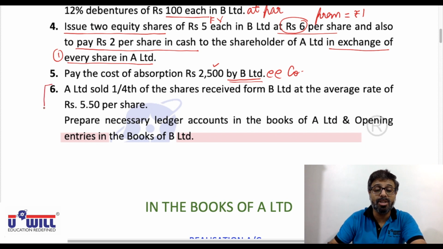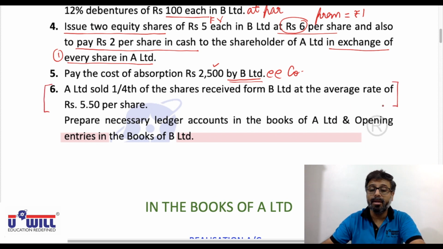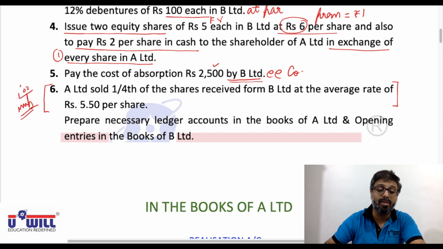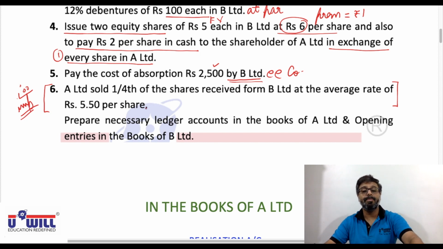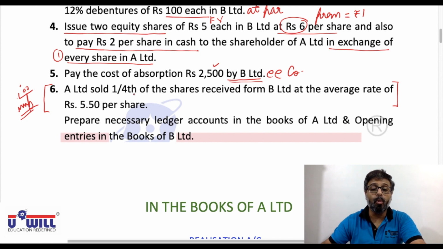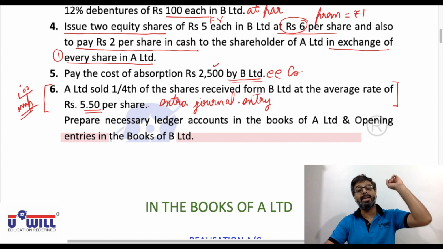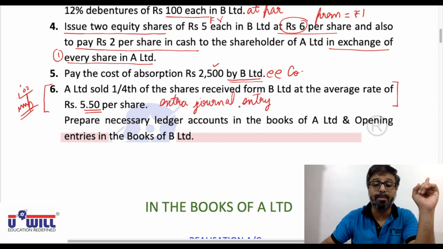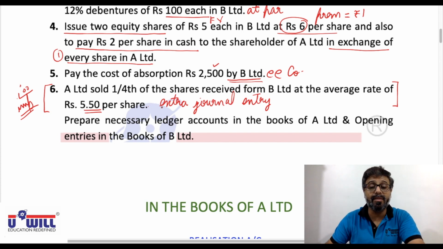Now this is a new adjustment. Mark it important. And that's the reason I'm doing this question. If this adjustment was not there, you would have tried the entire question on your own. Okay. A Limited sold 1/4 of the shares received from B Limited at the average rate of rupees 5.5 per share. So this extra journal entry will come in the books of A Limited. Okay, this extra journal entry will come apart from those 14 entries what we have seen in the books of transferor company.